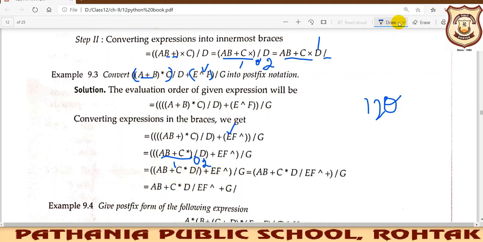Now what next will we be doing? This complete part has been solved, and this is another one, so this bracket will be solved now. This is the first operand, this is the operator, and this is the second operand. Again follow this rule: first operand, second operand, and then operator. So ab plus c multiply d division, this is the first operand up to here. Then you write ef exponential, this is the second operand, and after the second operand we put the operator, that is plus. So plus we have put here. This is the solution of this bracket.